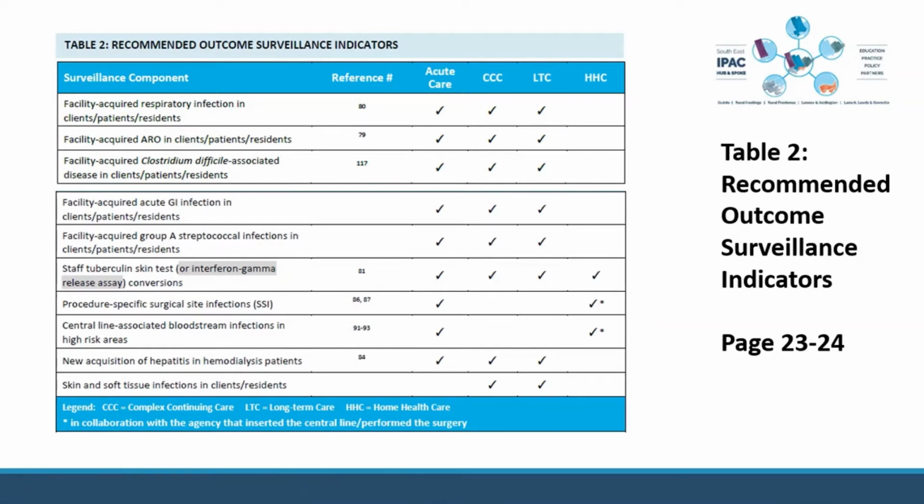And it's nicely outlined in tables. So this is Table 2 of the document outlining the recommended outcome surveillance indicators, and easily identifying the indicators for long-term care in the highlighted section. So some examples would be tracking the facility-acquired respiratory rates of infection in clients or residents, as well as tracking the facility-acquired acute gastrointestinal rates. And another example would be tracking skin and soft tissue infections.